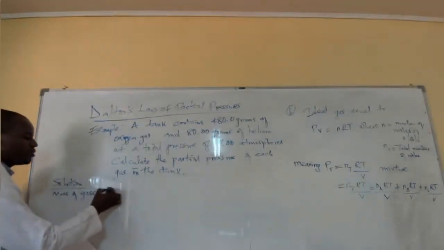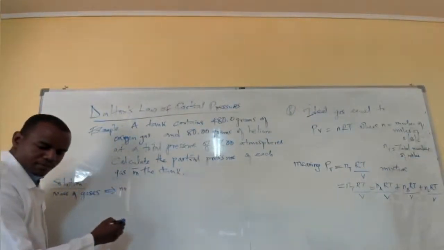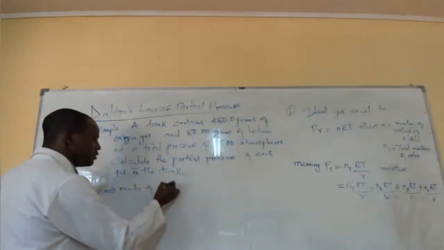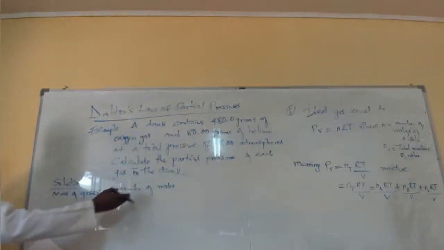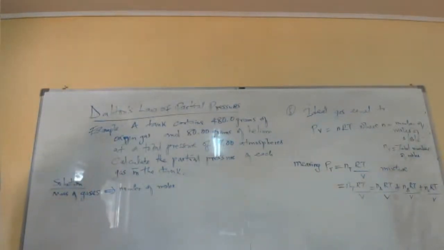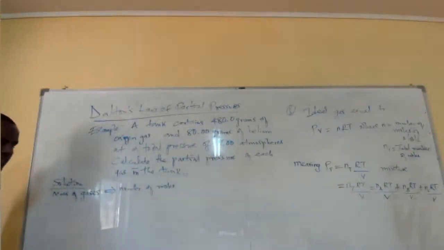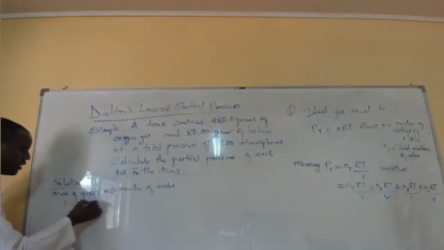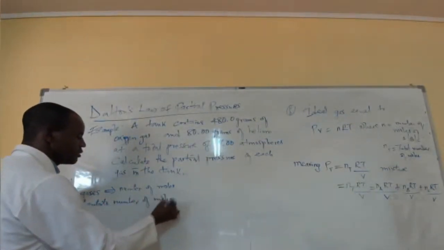So from the mass of the gases we know that we can get the individual partial pressures of these gases. The first step is to get the number of moles of the gases. Once we get the number of moles, then we can calculate the partial pressure. Here what is given is the mass of the gases. So from the mass, first, calculate the number of moles.